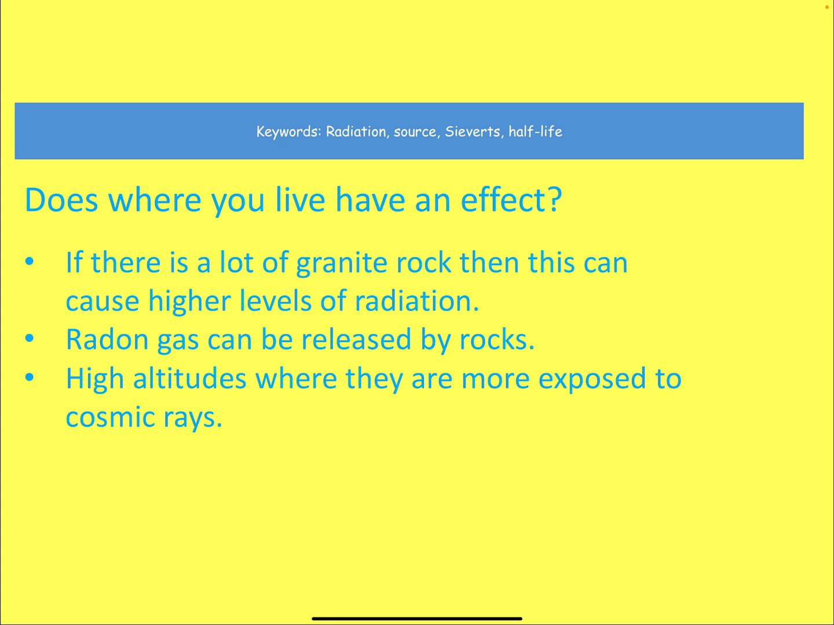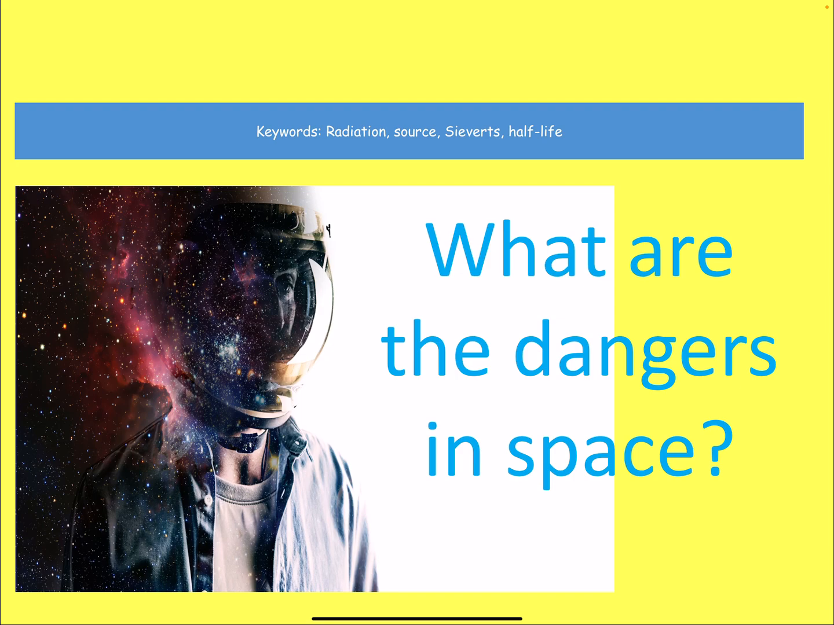Does where you live have an effect? If there is a lot of granite rock, then this can cause higher levels of radiation. Radon gas can be released by rocks. High altitudes, where people are more exposed to cosmic rays, that's from space. What are the dangers in space? Pause the video here and jot down what you think the dangers are in space.